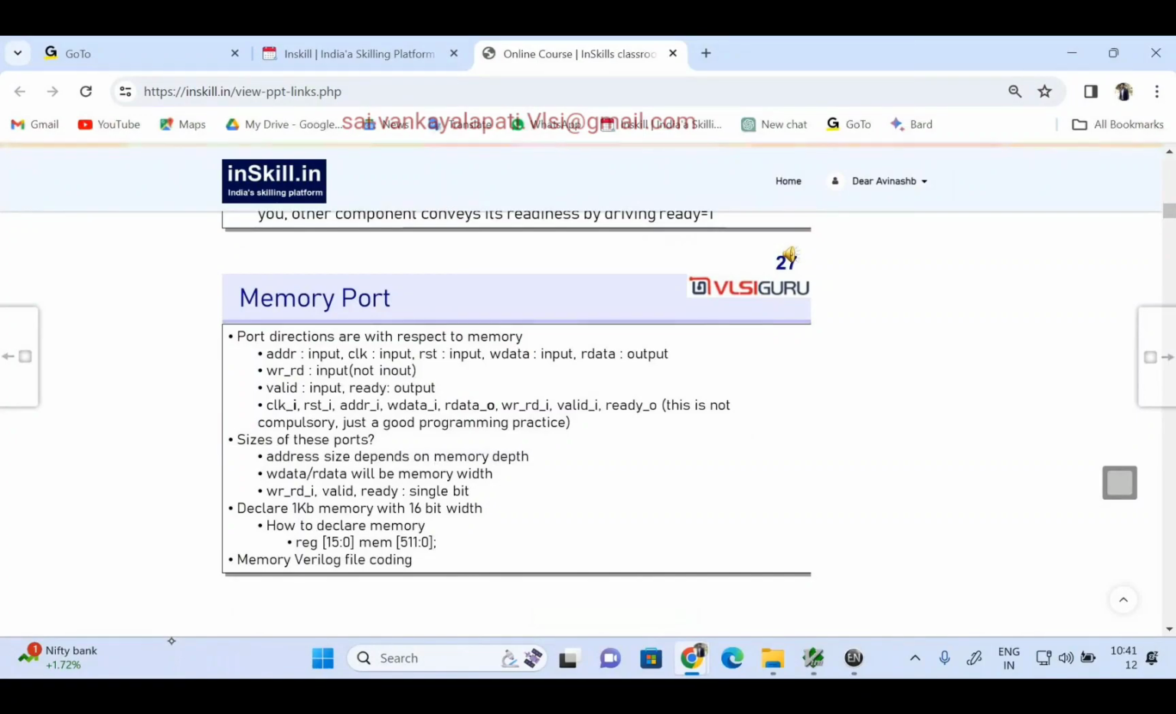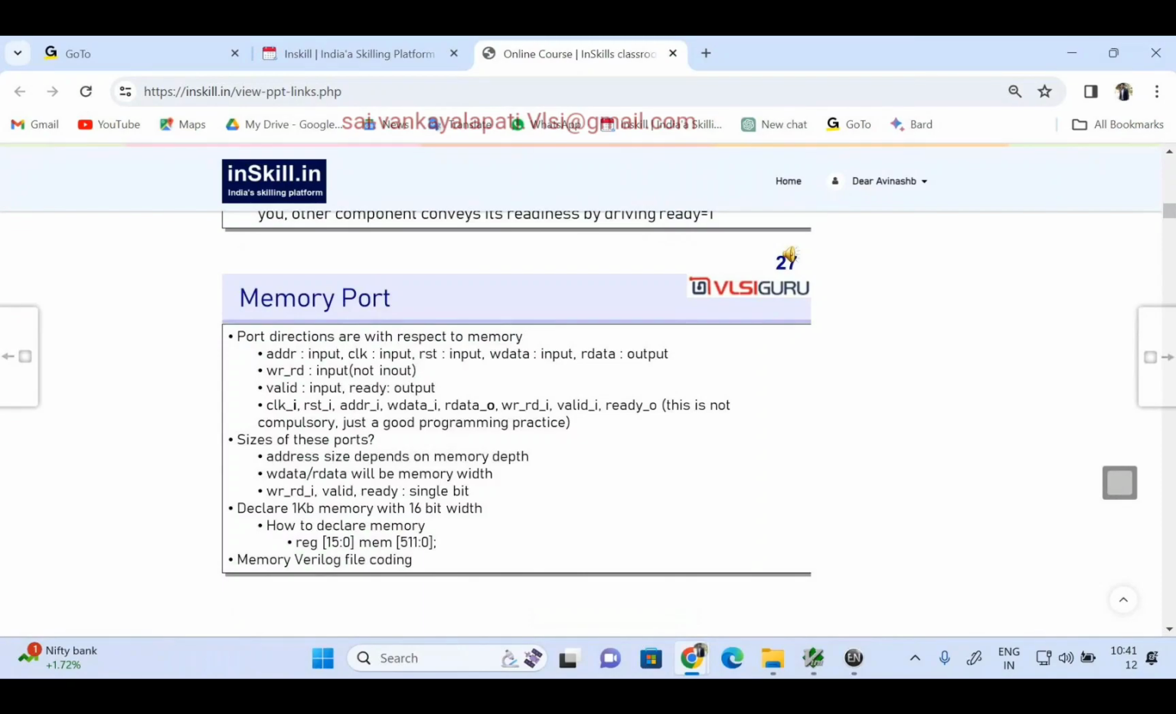What are the sizes of the ports? One is width, one is depth, and another one is address width. So the address size depends upon the memory depth. You agree? Correct? And then write data and read data depend upon the memory width. Write data means whatever data I should write.